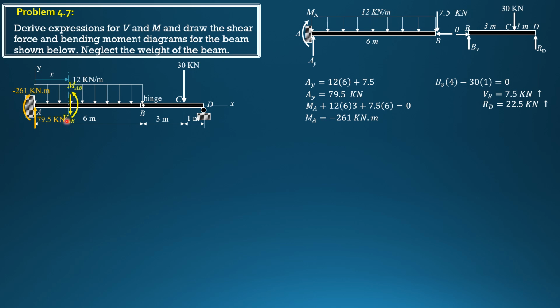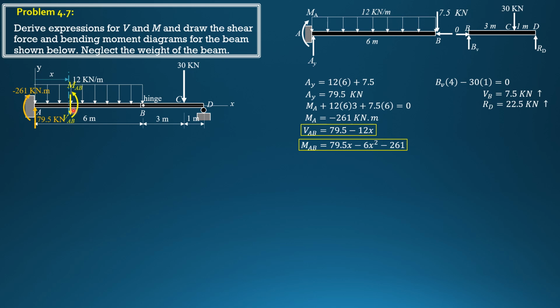So remember the shortcut, shear AB is equal to upward minus downward. So 79.5 minus 12x, that's the shear in AB. Then for moment, clockwise moment minus counterclockwise moment. Moment AB is 79.5 times x minus 12 times x over 2. So 79.5x minus 6x squared. Then minus 261 because we have plus moment of negative 261. So that's the moment at section AB, the equation.